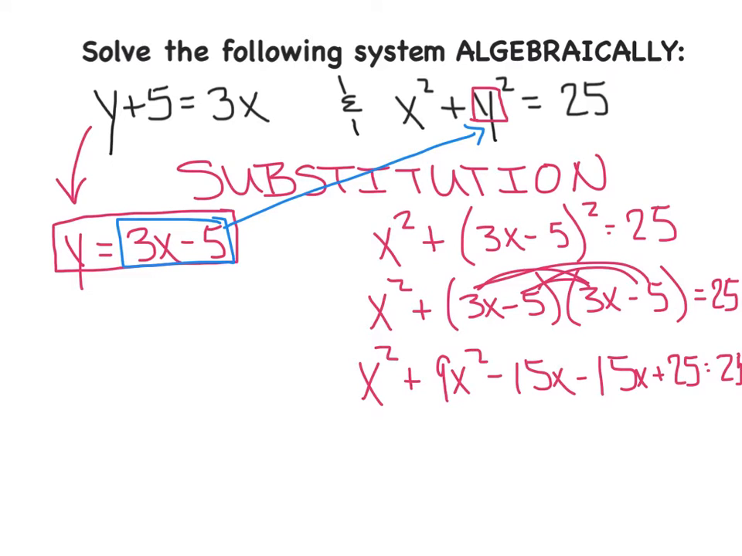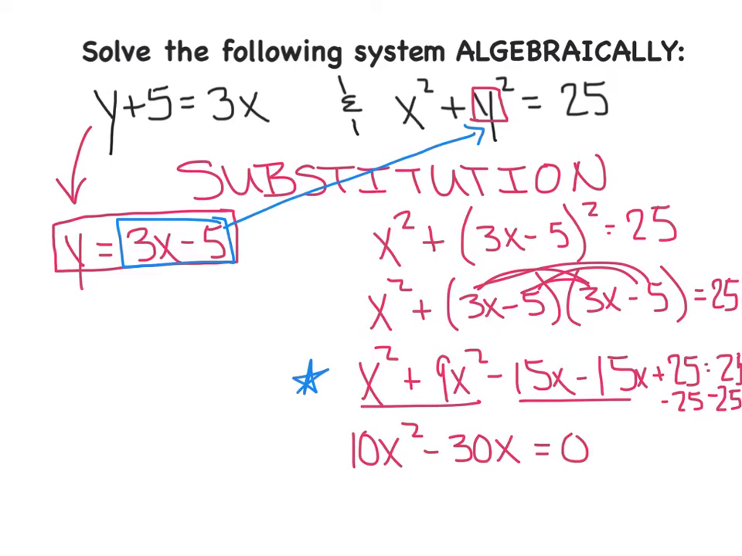Now, here's the key, and here's what's real special. I'll put a star right here. I've got a beautiful equation that's in terms of just one variable. And I'm just going to combine all my like terms. So if I combine my x squareds, I get 10x squared. If I combine my x's, I get negative 30x. And if I subtract this 25 from both sides, ironically, they cancel out, so it just becomes 0.